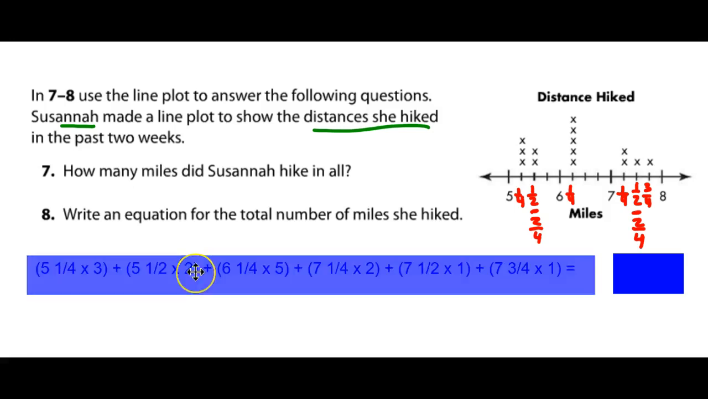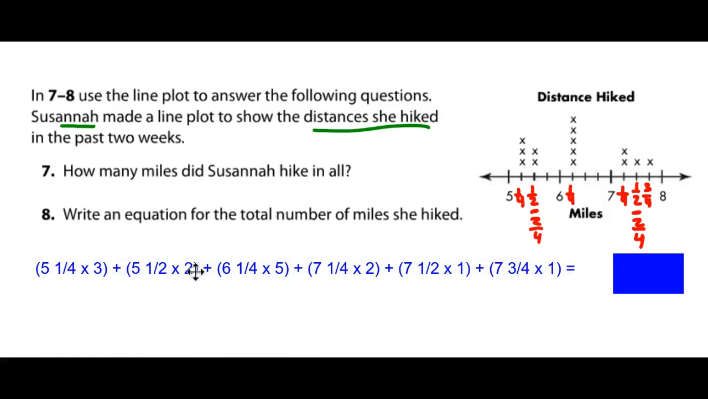And I'm going to start revealing this here. So 6 and 1/4 times 5. And then our next value is at 7 and 1/4, and there are 2 x's there. Then 7.5 with 1 x, and 7 and 3/4 with 1 x. Now, if we do all of this math, once again, you'd have to take it step by step. These two would be easy because they're times 1. So this would equal 7.5. This would equal 7 and 3/4.